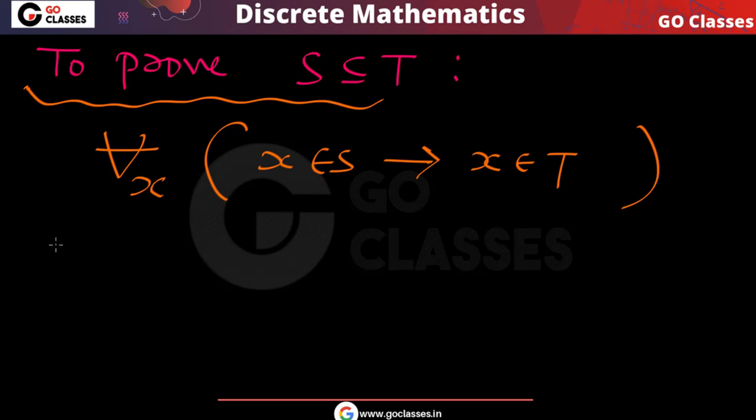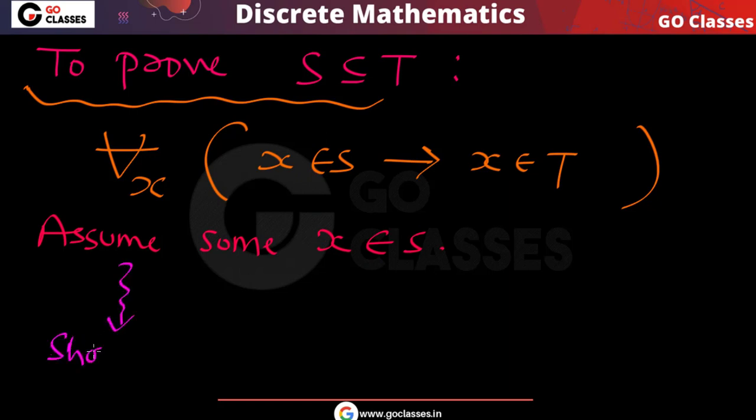So what you can do, basically the idea is this: you can assume some element x which belongs to S. So this is what you can assume. You can assume that some element x belongs to S. Then what do you do? Then you show that x also belongs to T. So if we can do this, this is the procedure.